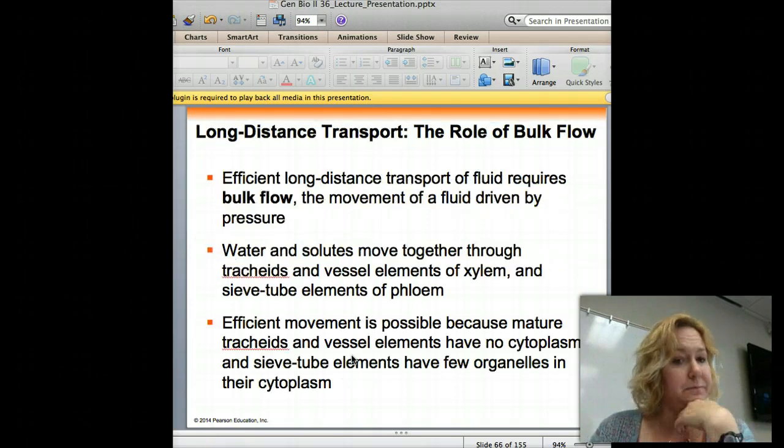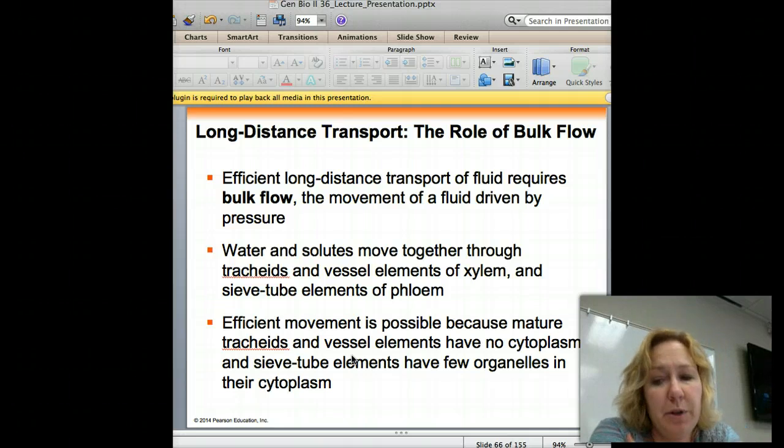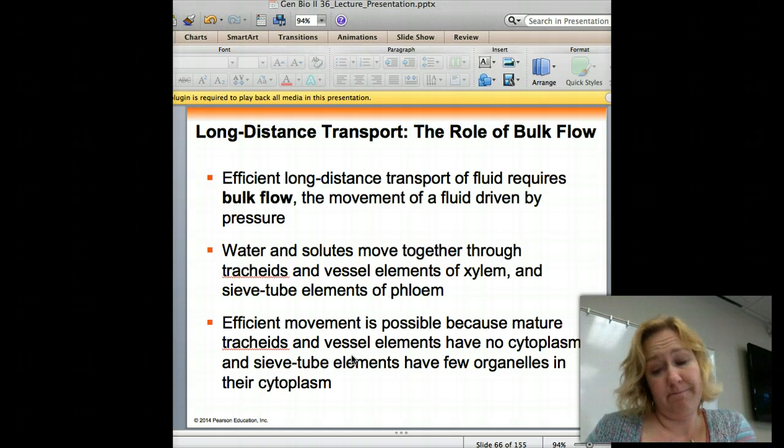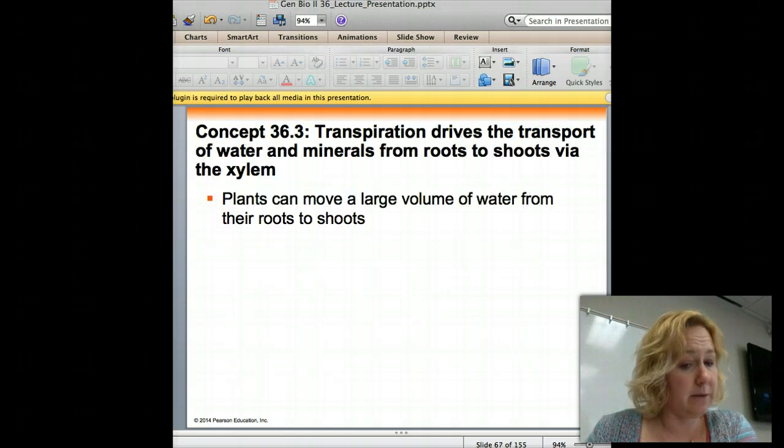Aquaporins. Okay, I want to talk about bulk flow. Bulk flow is the long distance transport. This is like the tall trees, right? You got to get all the way up there. That's bulk flow. You're sending a bunch of stuff up. Long distance transport requires bulk flow. Water and solutes move together through the vessel elements of the xylem. And that's what I want you to know there. Big, fat, bulk flow.